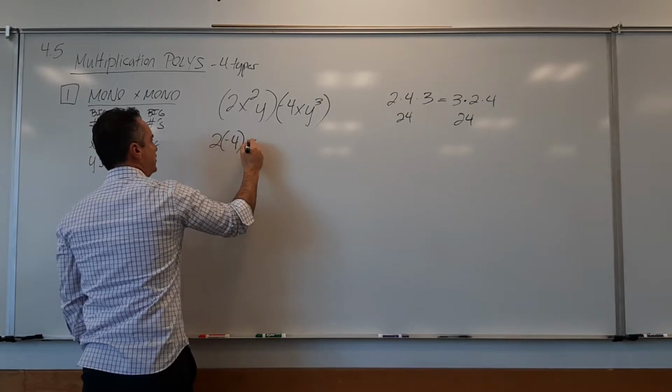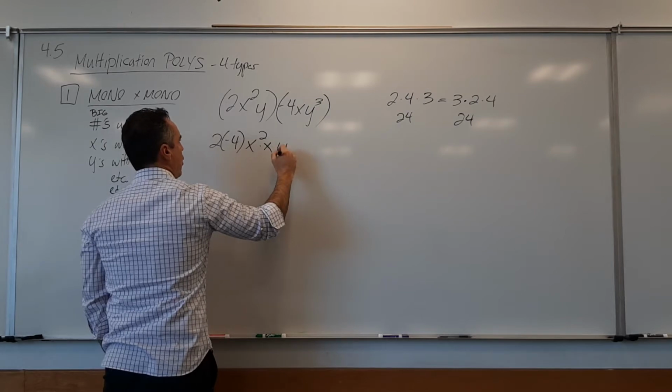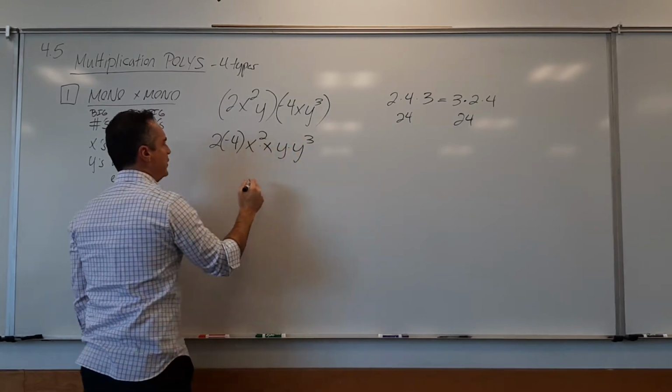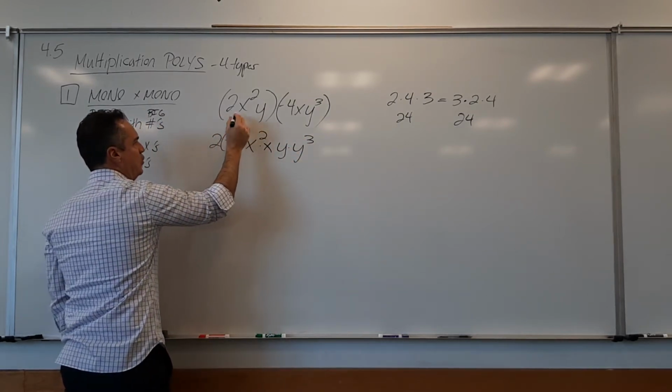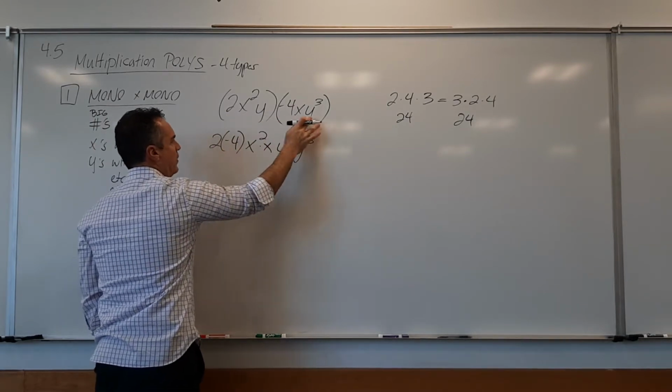2 times -4, x's with x's, x squared times x, and y's with y, y times y to the third. Now let's think about that. We've got the 2 and the -4 right there. We got the x squared and the x right there. We got the y and the y to the third right there.